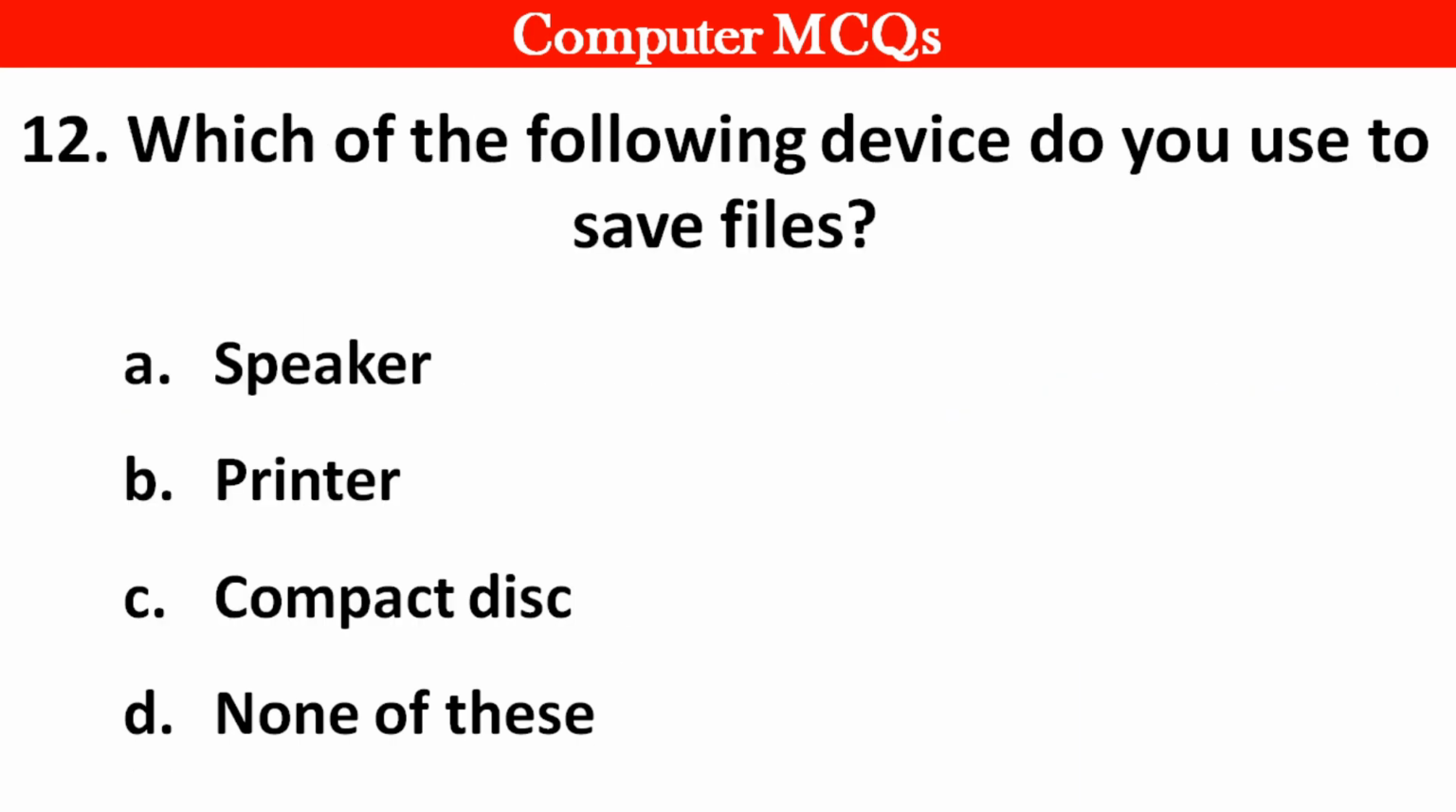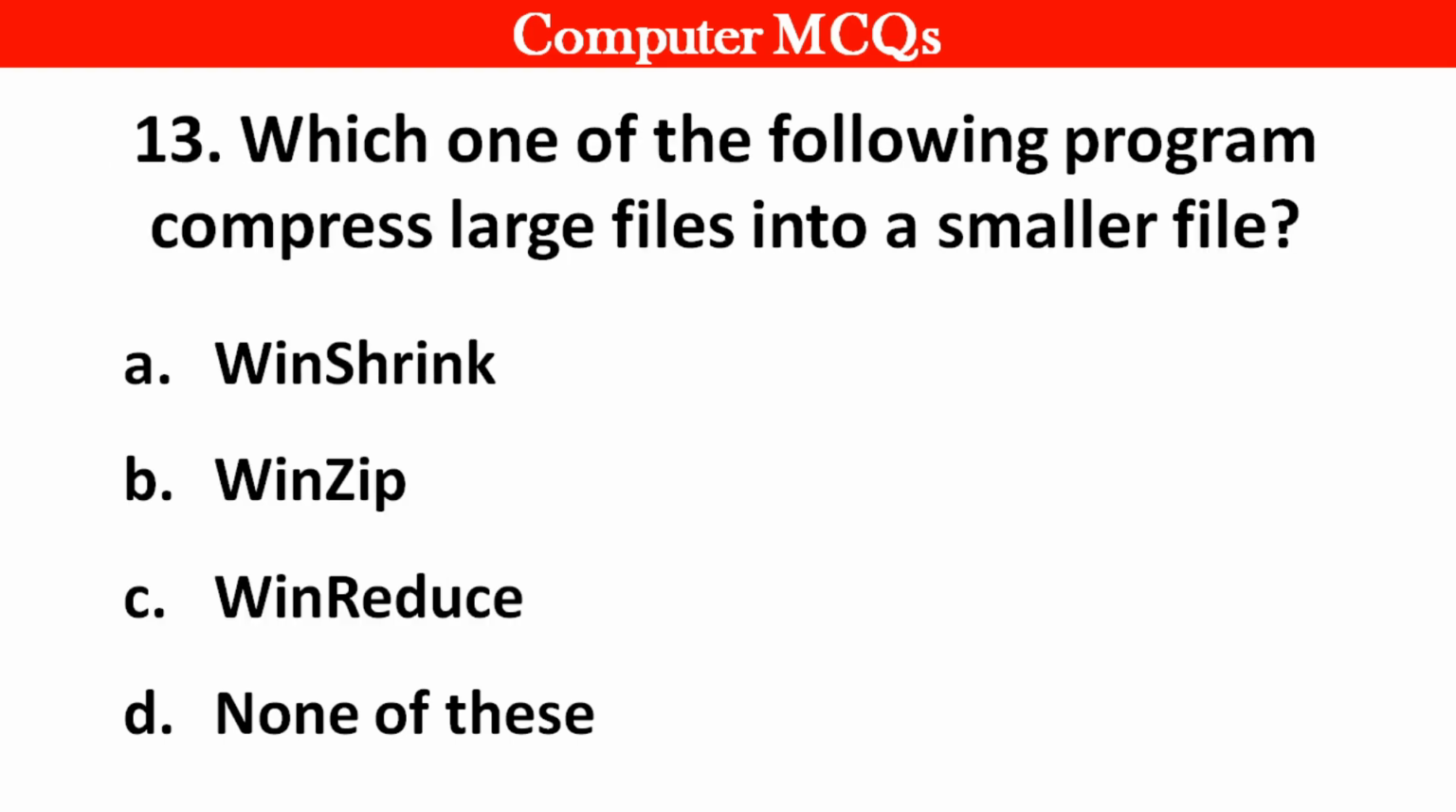Next question, which of the following devices do you use to save a file? Options: A, speakers; B, printers; C, compact disc; D, none of these. Right answer is option C, compact disc. Next question, which one of the following programs compresses a large file into a smaller file? Right answer is option B, WinZip.